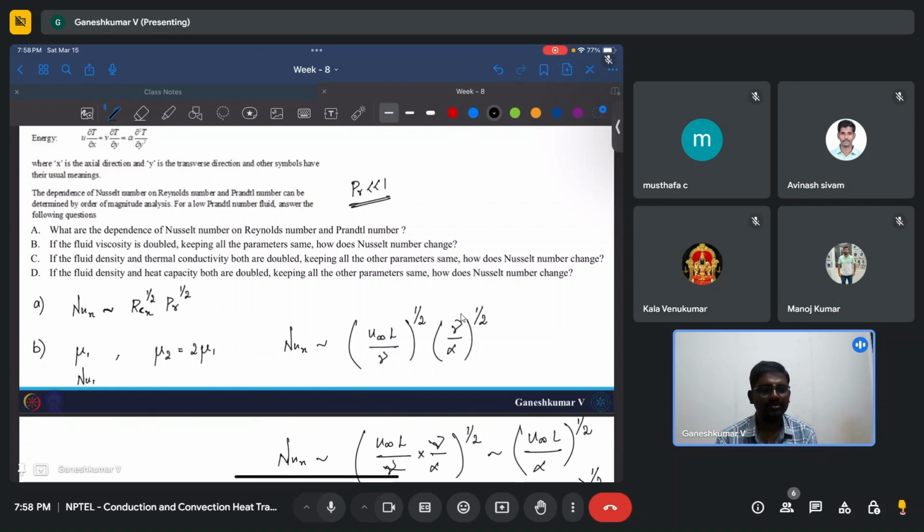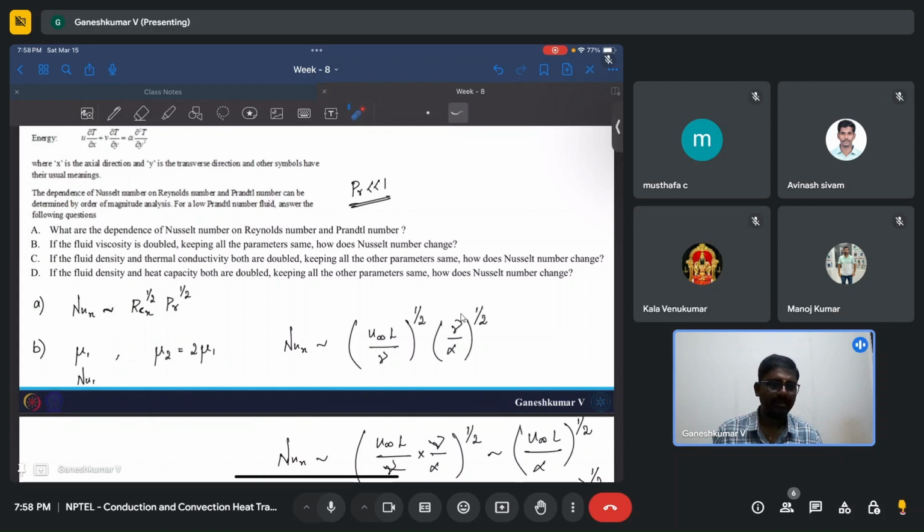Other things you can use it. The other correlations that you see in textbooks are basically derived from experiments. So they do experiments. They have this order of magnitude analysis, which tells that it depends on Reynolds number and Prandtl number in such a way. Now to find the constant number, it depends on a lot of things.